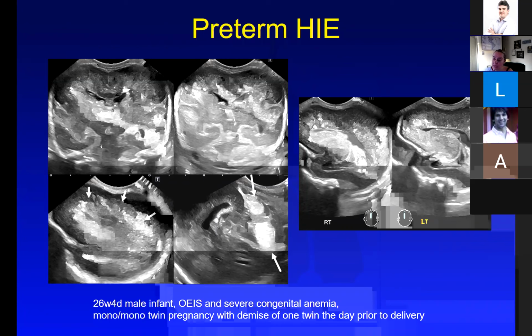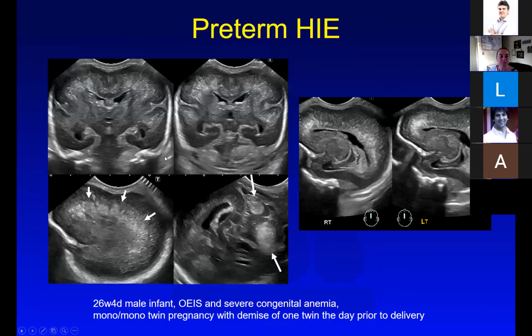This was a twin pregnancy. It was a monochorionic twin pregnancy. One twin died, unfortunately, and this was a surviving twin with multiple congenital malformations. On this very first head ultrasound, you can see the profound increased hyperechogenicity of the white matter, which is diffusely abnormal. And you can see it on the parasagittal images as well.